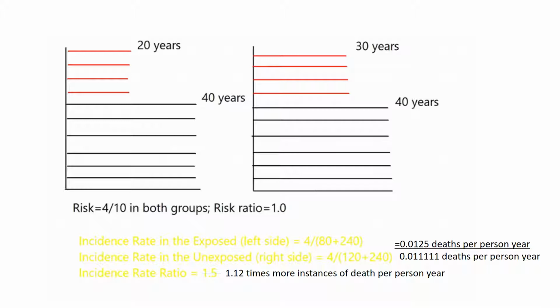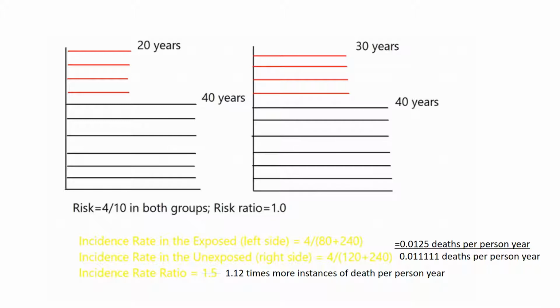So the final result is that 0.0125 deaths per person year in the exposed divided over 0.011111 deaths per person year in the unexposed group. So the incidence rate ratio, dividing these two out, is 1.12 times more instances of death per person year. So essentially what we're seeing is on the left side, they're dying at a slightly faster rate.